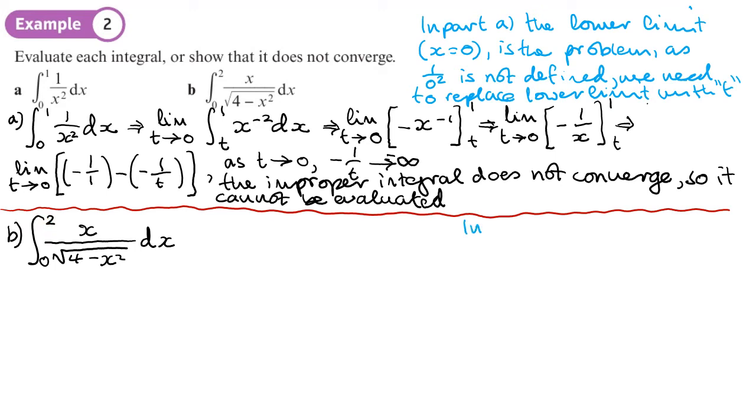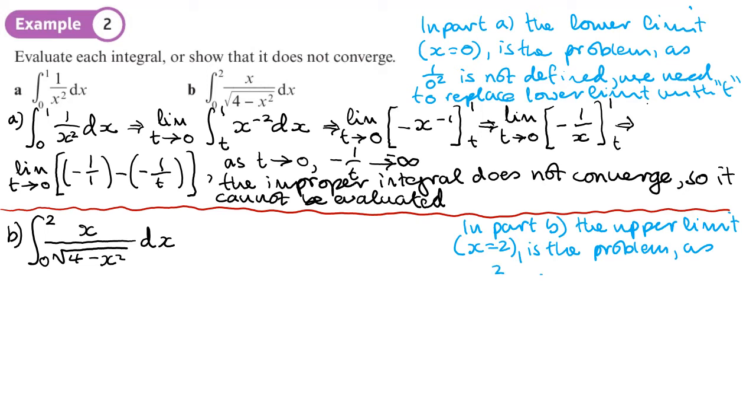So I could say in part B, so you wouldn't necessarily write this down in the question, it's just so that you can see what's going on. The upper limit, which is x equals 2, is the problem as we'll basically have 2 over square root of 4 minus 2 squared, which is not defined, because you'll end up dividing by 0.